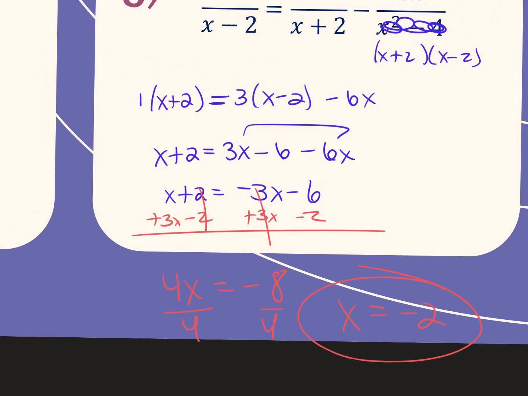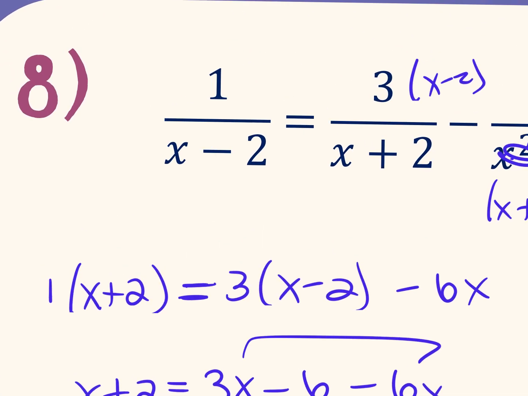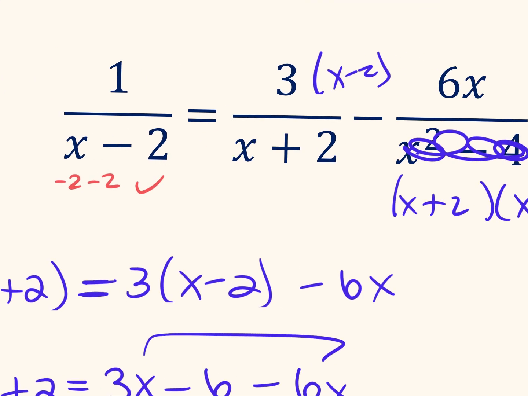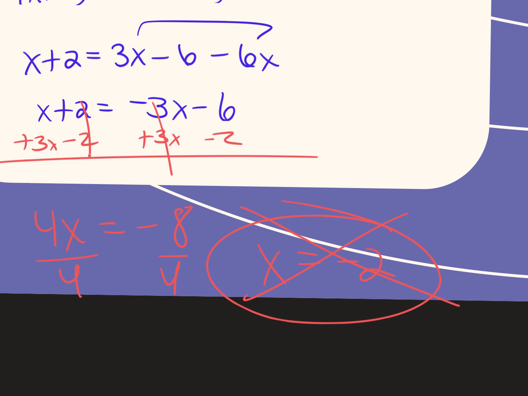But what do we need to check? Let's plug it back in. I don't have to redo the whole thing, but if I stick negative 2 here, what's negative 2 minus 2? Is that 0? No, so we're okay here. What about if I put negative 2 here? What's negative 2 plus 2? 0. That's a problem, guys. So actually, x equals negative 2 is an extraneous solution. Your answer here is no solution.